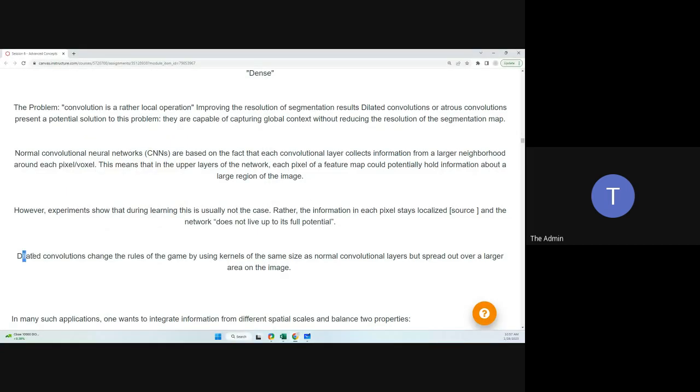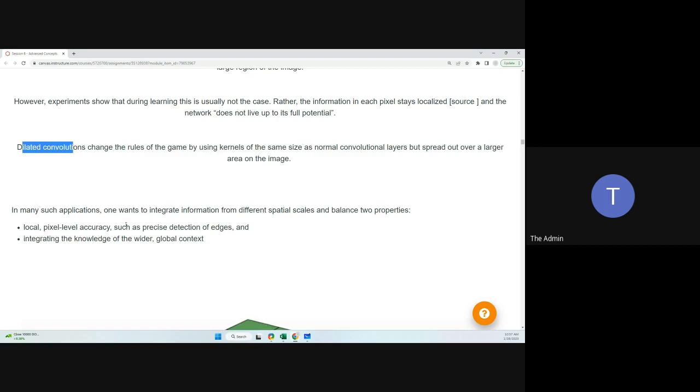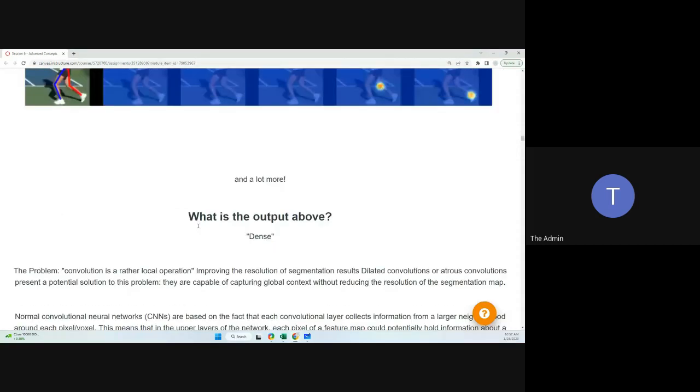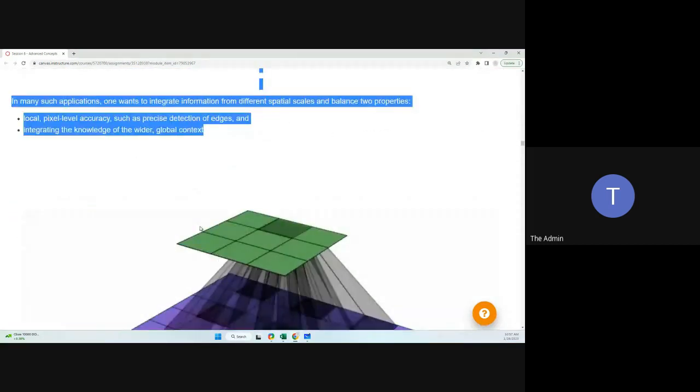Now dilated convolution changes the rule of the game by using a kernel of the same size as the normal convolution, but spreading it over a larger area of the image. In many such applications, one wants to integrate information from different spatial scales and balance two properties. Local pixel level accuracy, such as precise detection of edges, can be done by only a 3x3 normal convolution, and integrating a knowledge of a wider global context. You've got some idea of what this can do, but what exactly does it look like? This is how it looks.